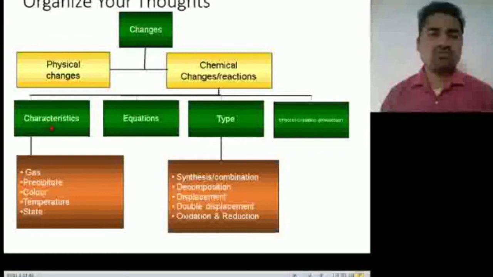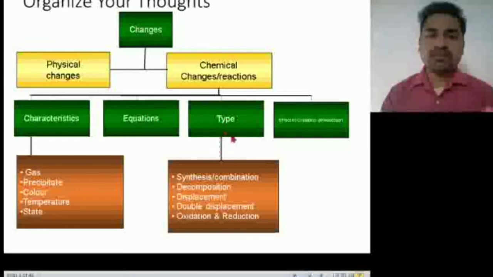In that, first we'll go for characteristics. If chemical changes have happened, what change will you see? Here 5 points have been given: gas will evolve as a result, a precipitate will form, or the color will change, or the temperature will change, maybe it becomes warm, or maybe the state will change. Now let me go to the next part, chemical equations, how to make them, and whether they are skeletal or balanced. Skeletal or balanced, we'll go through in this part.